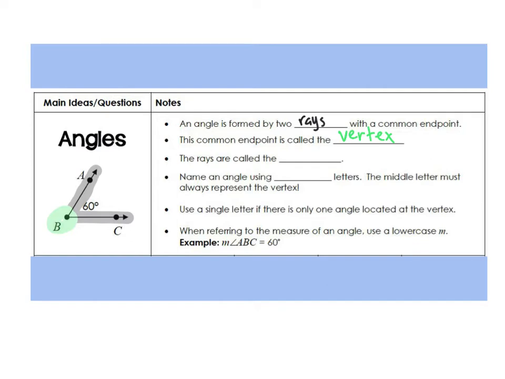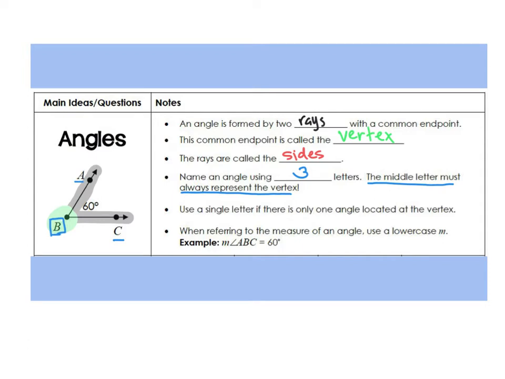The rays, in this case, are called sides because they represent the sides of the angle. And then this one is a very important one, and I will go over it again in another slide. It says name an angle using 3 letters. The 3 letters for this one would be A, B, and C. And notice that it says the middle letter must always represent the vertex. So which one's the middle letter? The middle letter is B.